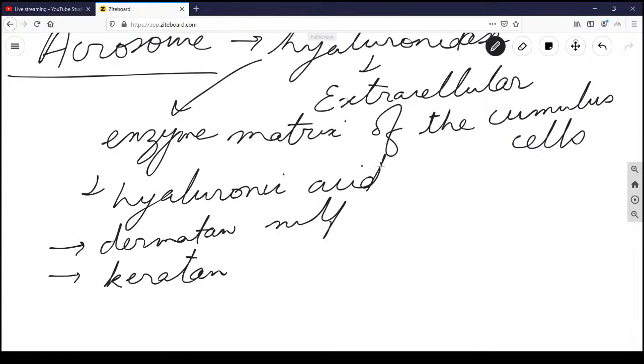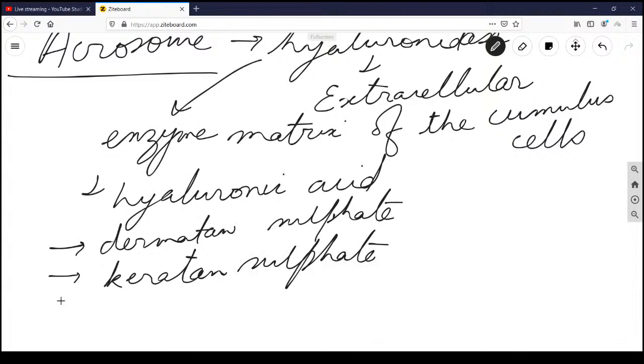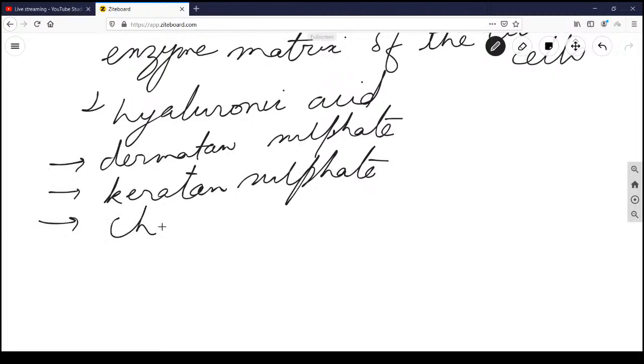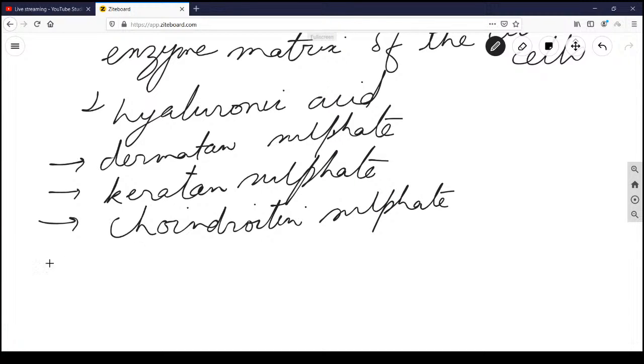Those are known as glycosaminoglycans, special sugars, special disaccharides they are. So if you have studied the ECM, you will know about this. Dermatan, keratan, then chondroitin sulfate, which is also present in the synovial joints, and heparan sulfate. So hypersulfated heparan sulfate is nothing but heparin.